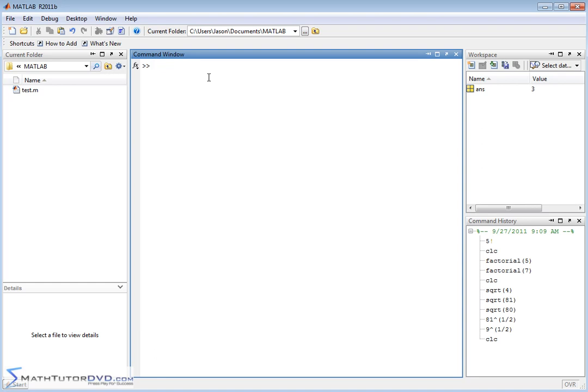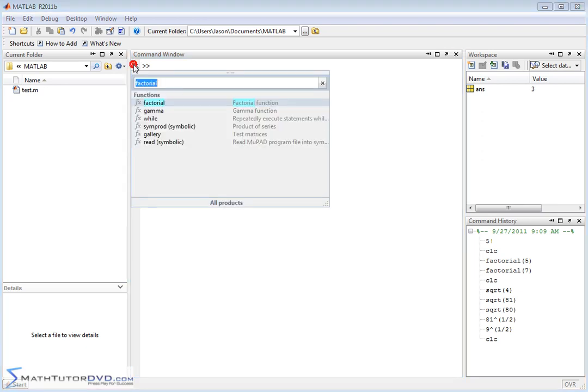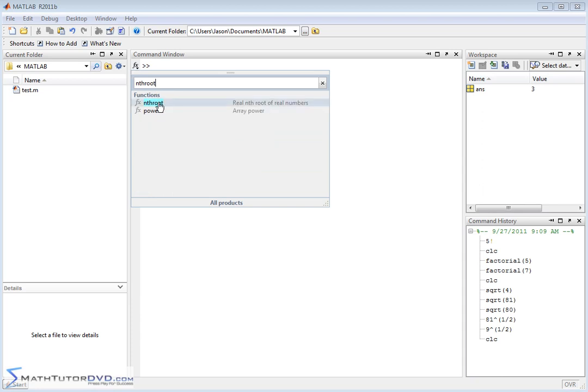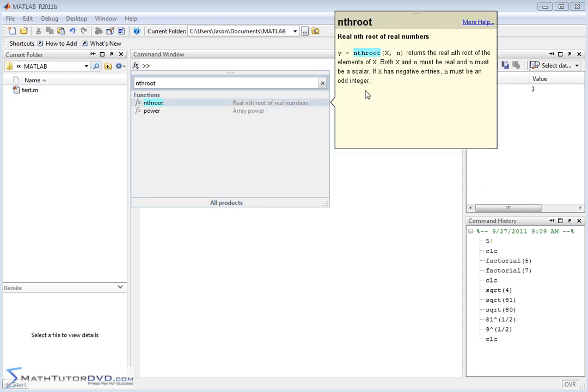Now, if you'd like to take a root of a number that's not a square root, maybe you want to take a cubed root or a fourth root or a fifth root, there is a function for that. And to demonstrate, I want to show you how you might use the help system if you happen to forget the syntax. So you just type in nthroot. Okay, there is a function called nth root of real numbers. So it says you pass it two values. The first one is a number. The second one is whatever root you're trying to take, and it should return the nth root.